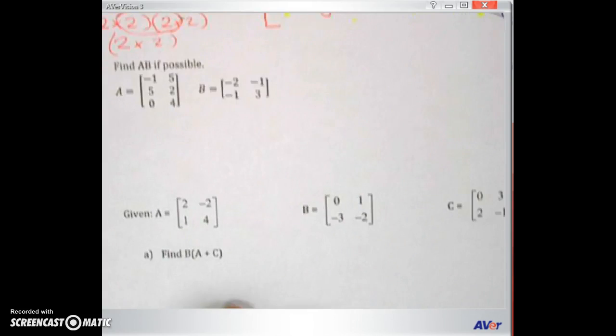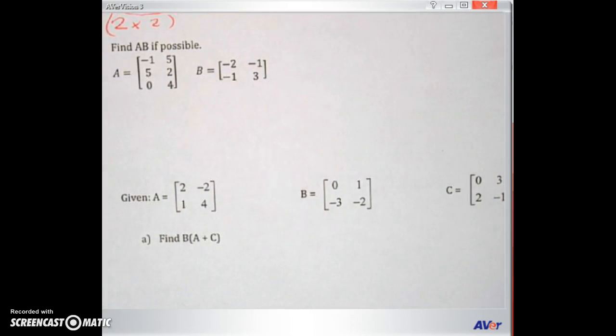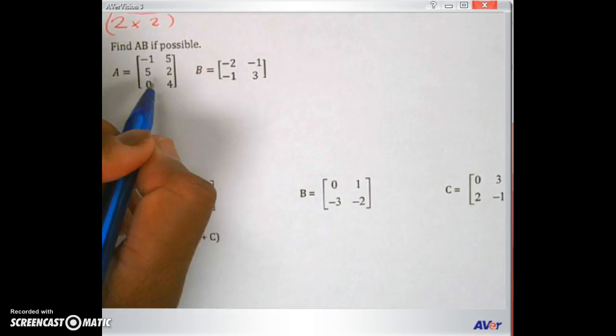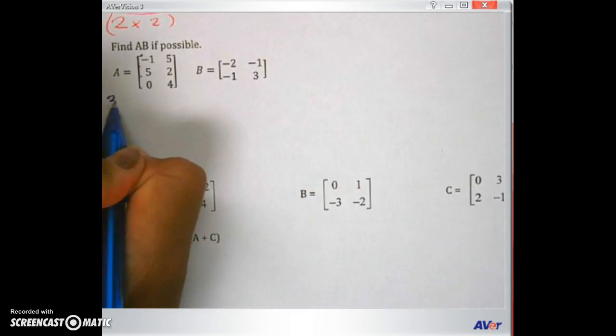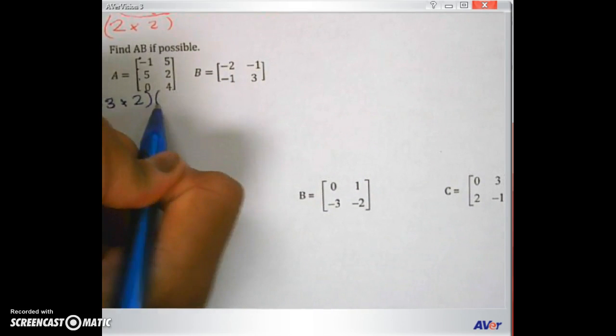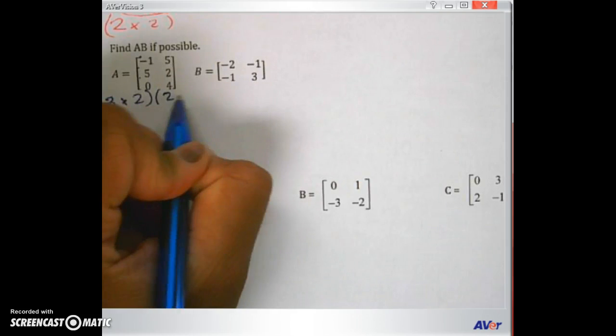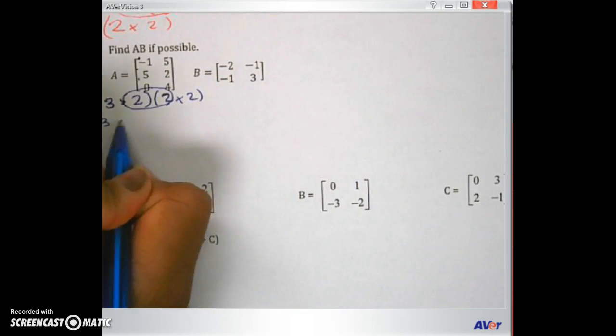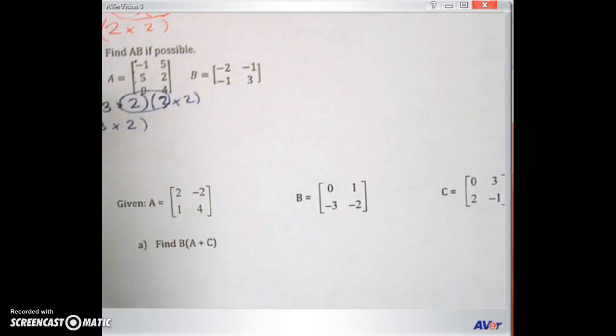So let's try to multiply, shall we? Say yes. So first, can we? I don't know. What are the dimensions of this first one? Well, this is 3 rows by 2 columns, because there's 1, 2, and the next one is 2 by 2. So these match up. My result should be a 3 by 2 matrix. Let's see how that works.